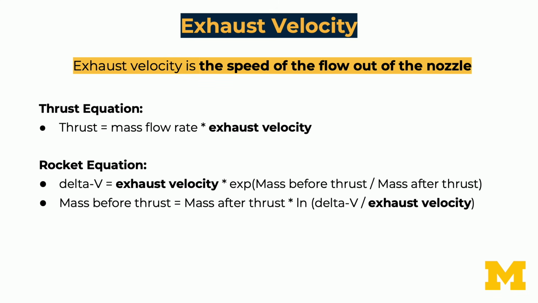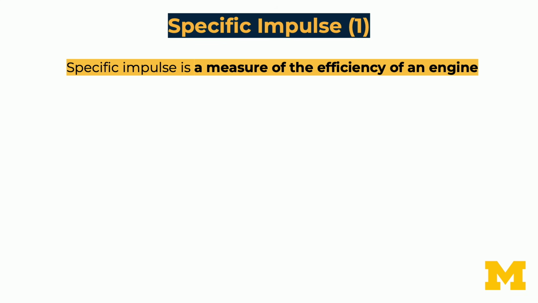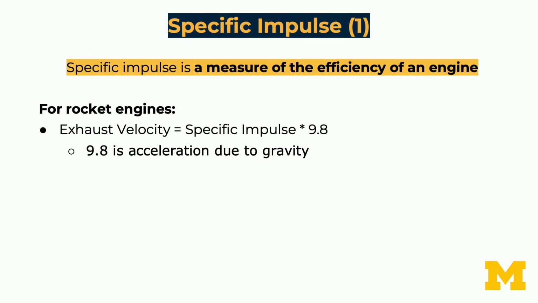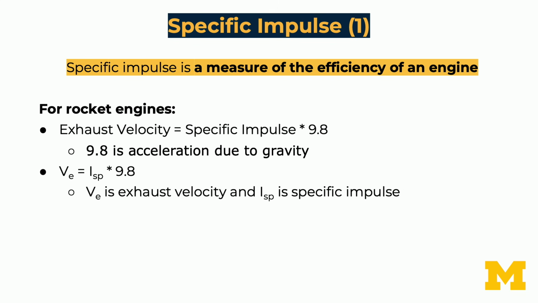And also in the rocket equation, the exhaust velocity shows up because that totally defines what the delta V of the rocket is. And so if you write out the rocket equation in both forms, you can see the exhaust velocity. So let's talk for a second about the specific impulse. Specific impulse is the measure of the efficiency of an engine. So for rocket engines, the exhaust velocity is specific impulse times just 9.8, where 9.8 is the acceleration due to gravity. We can write it as an equation: VE equals ISP times 9.8.